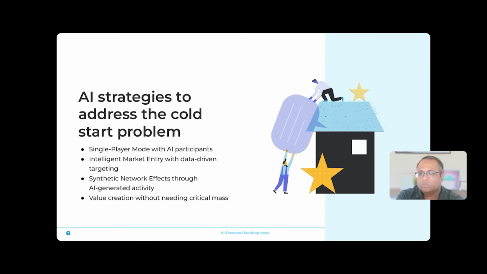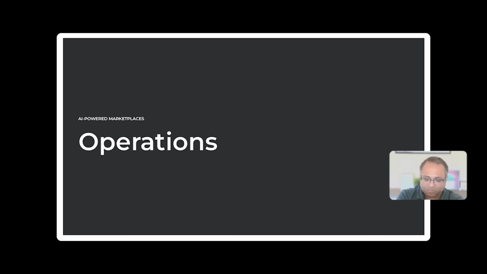You can also generate a lot of intelligent, market data-driven targeting. And this is not just for you, but for your suppliers as well.